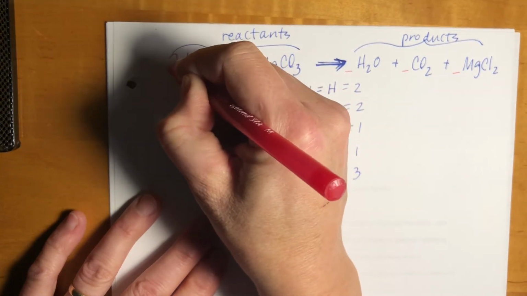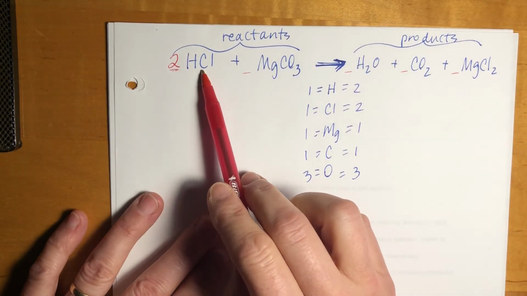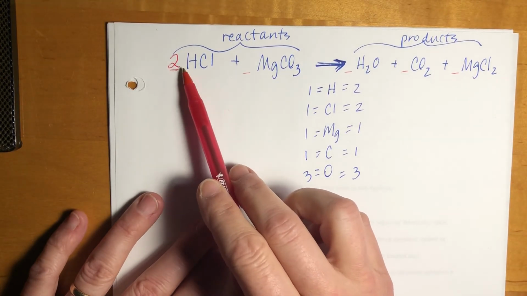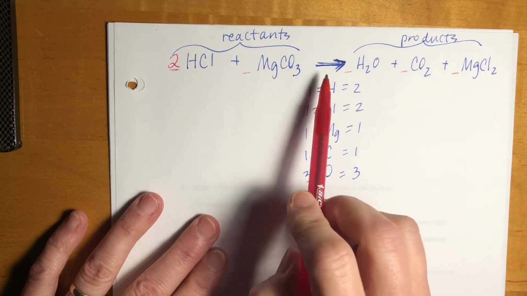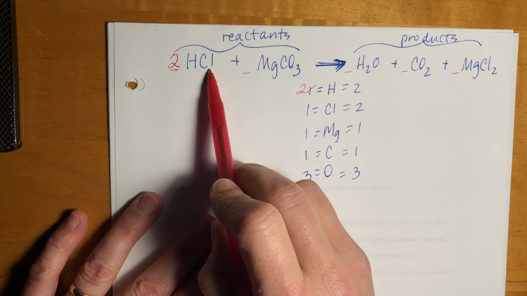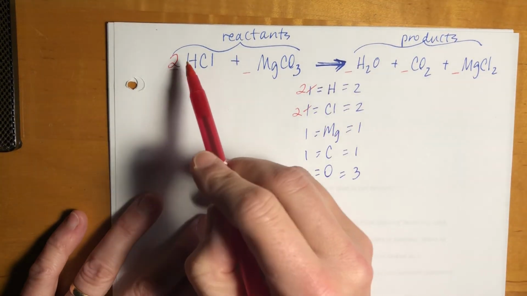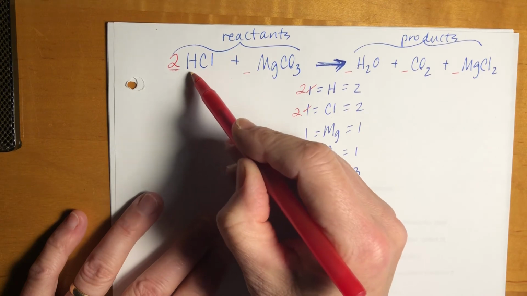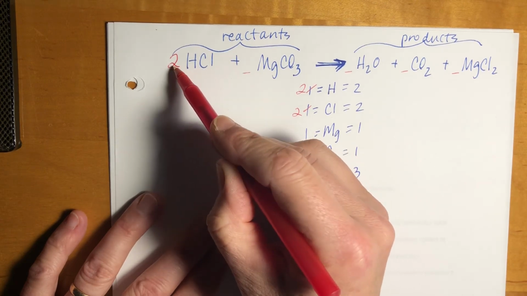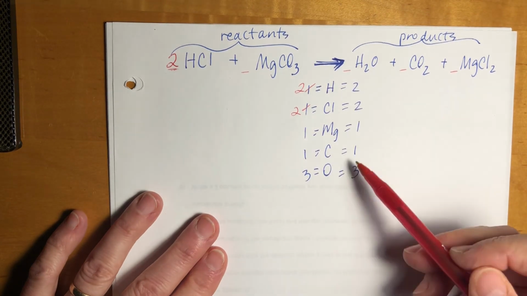If we started this whole reaction with 2 molecules of hydrochloric acid, instead of having just 1 hydrogen on this side, we'd start with 2. And instead of just 1 chlorine on this side, we'd start with 2. And because this 2 multiplies through, it means you have 2 of all of this. So now the equation's balanced.